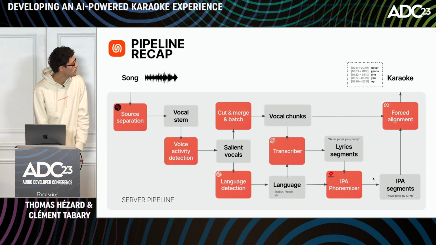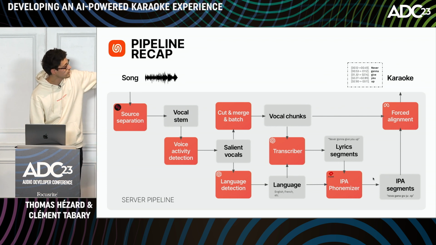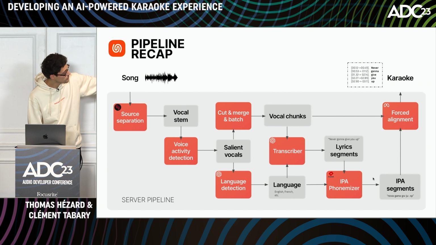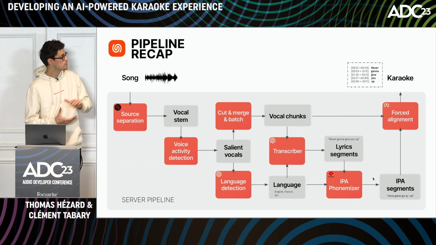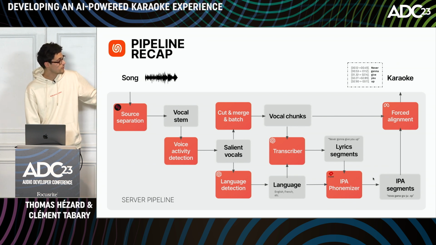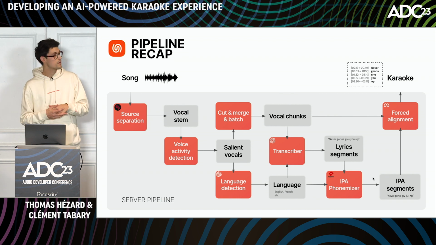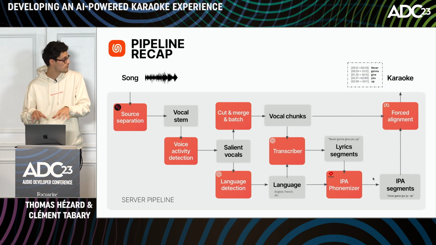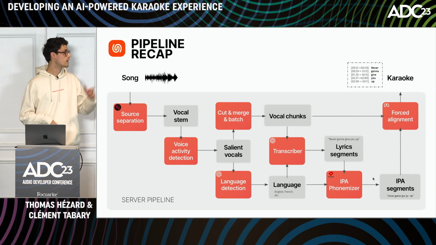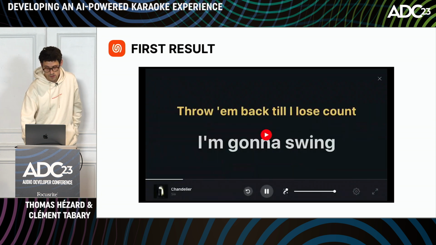So let's recap all the steps we've covered so far. It's a big figure. We have first this vocal separation. We just remove the non-salient vocals. We cut, merge, and batch to get all the vocal chunks properly. And then comes the transcription part. We first detect language with Whisper. We transcribe all the lyrics and we get the segments with the sentence timestamps. Then, with the phonemization in IPA, we get the IPA segments. In this realm, we do the first alignment. We go back and we get the karaoke script. So here's the summary of what we've achieved so far in the first 3 sections of the talk.